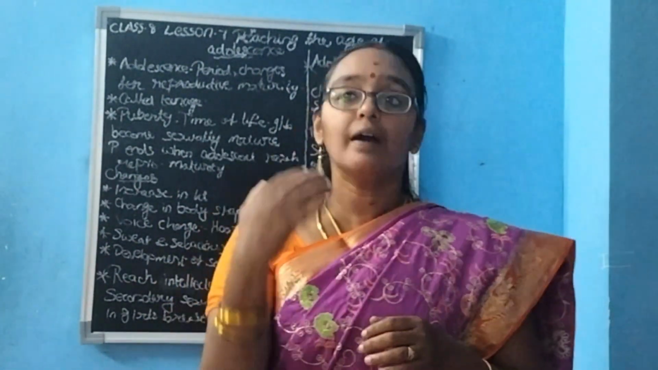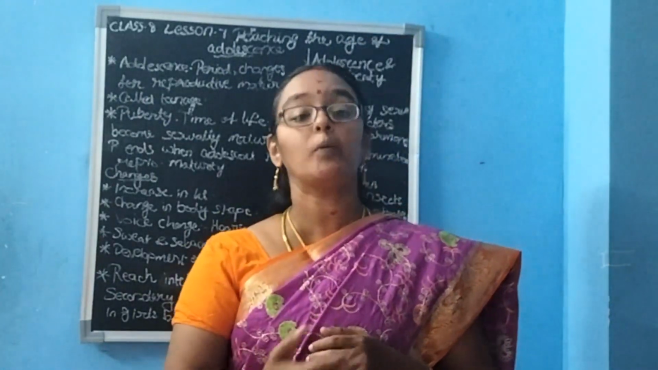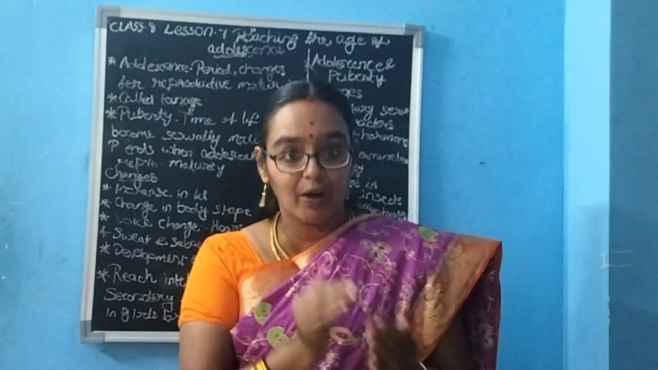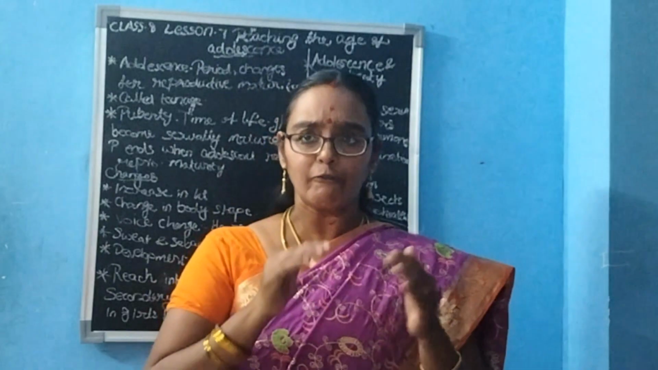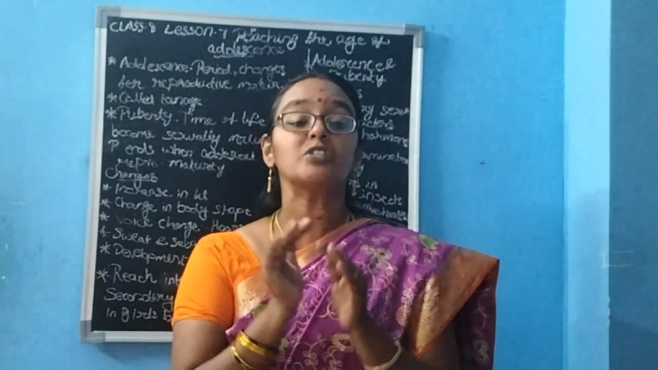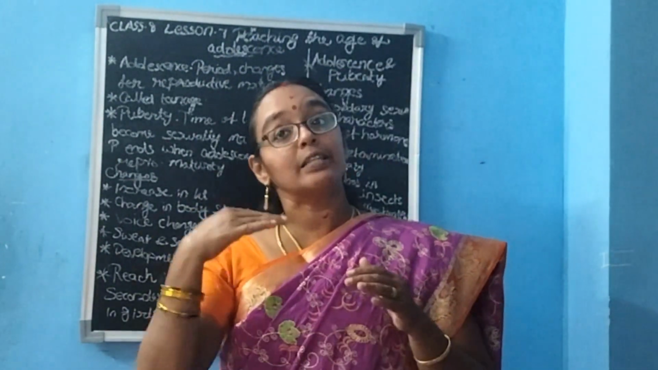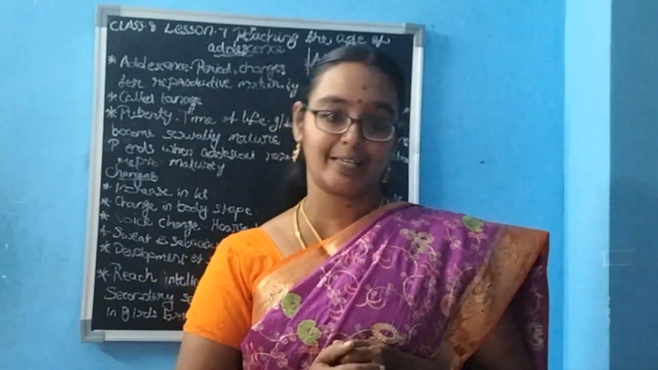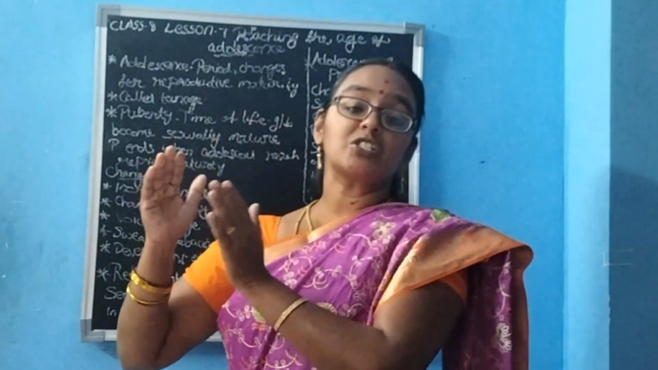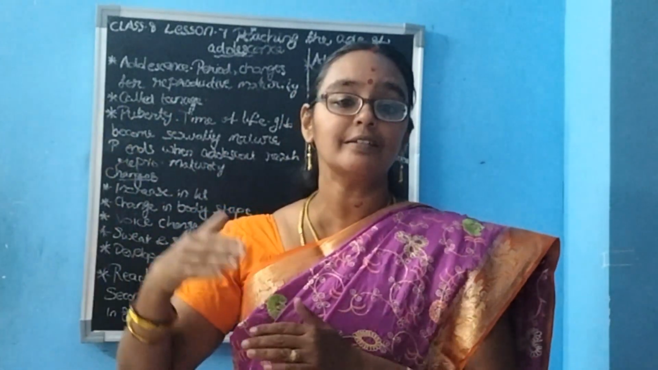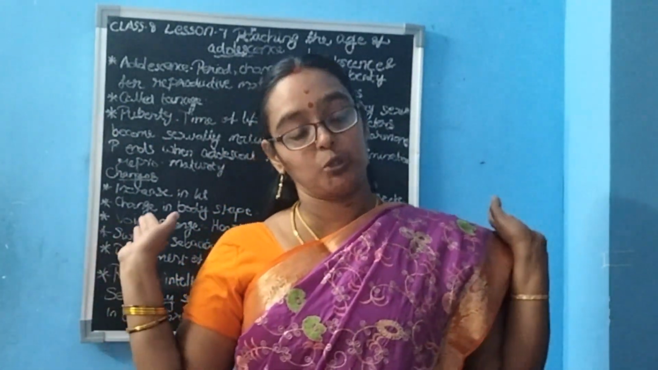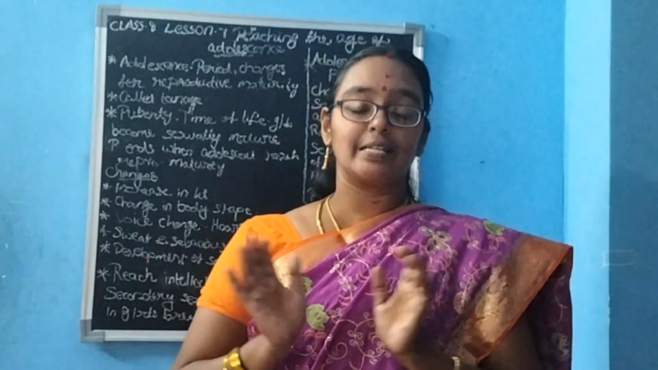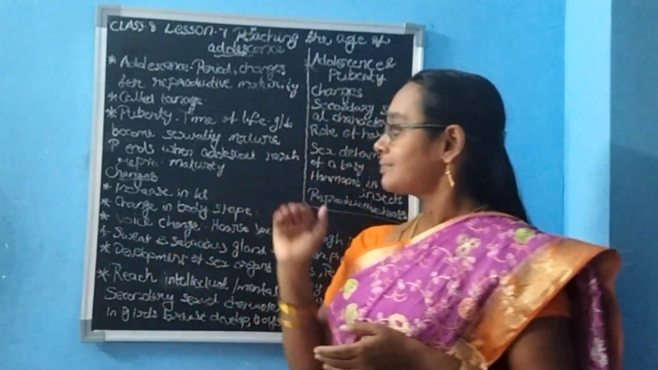Okay, for girls, this puberty will be much faster than in boys. Within 11 to 14 years, girls will attain this puberty, and for boys it will take from 14 years to 16 or 17 years. When a boy or a girl reaches 18 years, they will be reproductively mature. Okay, is it clear? This is adolescence and puberty.